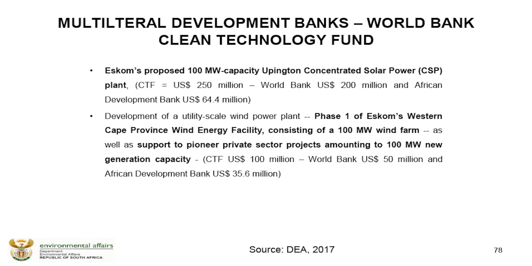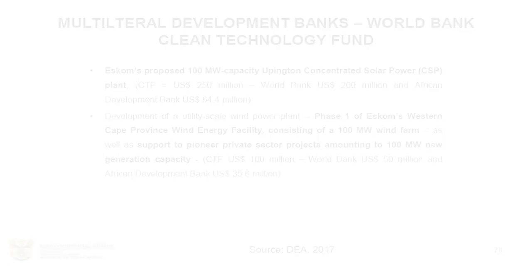Now, part of the funds there, for example, World Bank Clean Energy Technology Fund gave Eskom about 250 million to build 100 megawatt capacity in Upington, concentrated solar power plant. And of course, there's also funds that came from the World Bank, which gave 200 million, CTF gave 250 million, African Development Bank gave 64 million. All these are US dollars to Eskom. Then there's also development of utility scale wind power plant by Eskom, and there have also been other funds that have come in, CTF 100 million, World Bank 50 million, and African Development Bank 35.6 million. These are issues that are coming up.